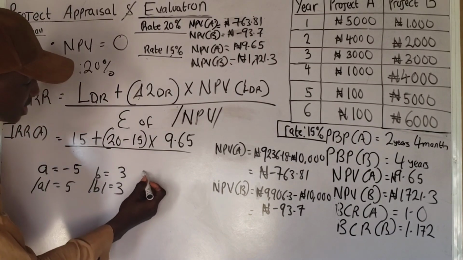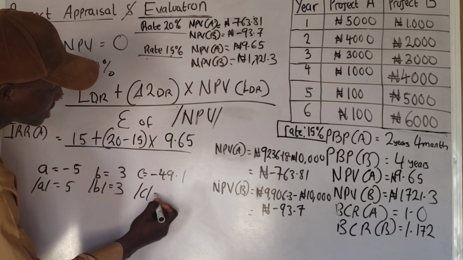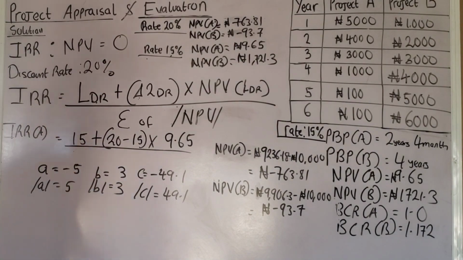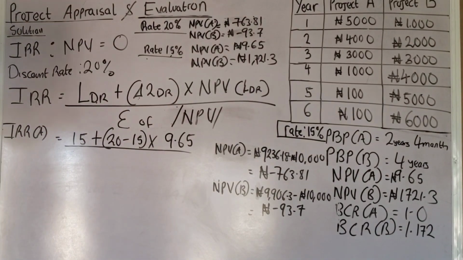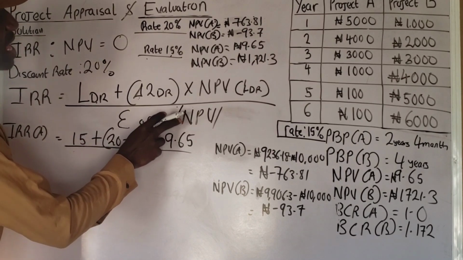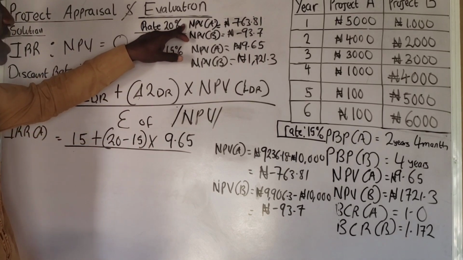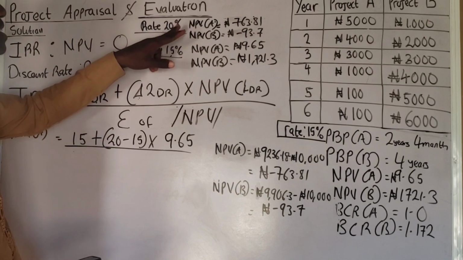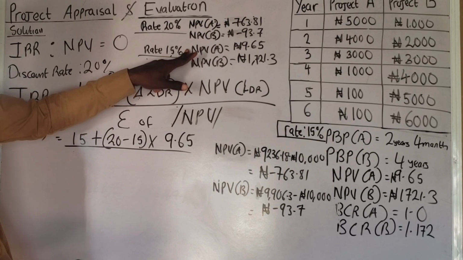You understand? C equals -49.1. The absolute value of C is what? 49.1, neglecting the negative sign. You understand? So that is what I mean by absolute value. So now the denominator says we should take the sum of the absolute value of the NPV of A. We have two NPVs: one NPV of A at 20%, and another NPV of A at 15%. So now I'm going to add both NPV of A at 20% and NPV of A at 15%.